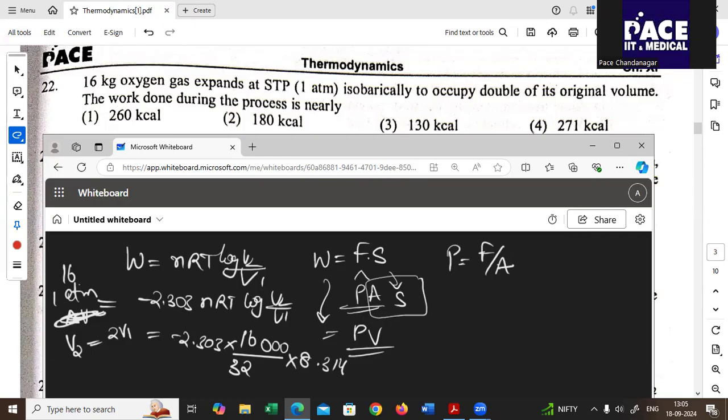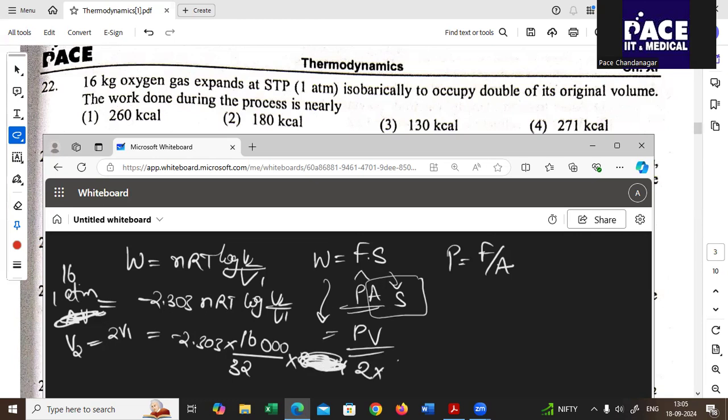Let us take the value of R as 2 here, not this, because it is talking about kilocalories. So for calories, your R value has to be 2. Remember 1.98 somewhere closely, we take it as 2 here.